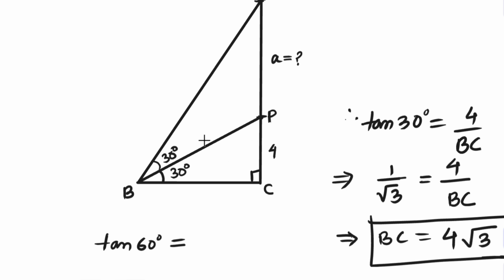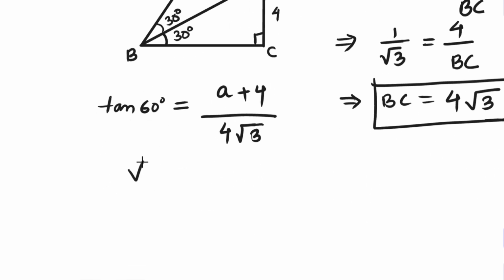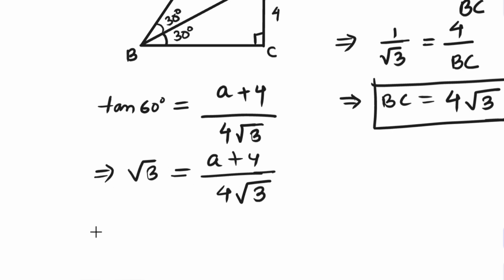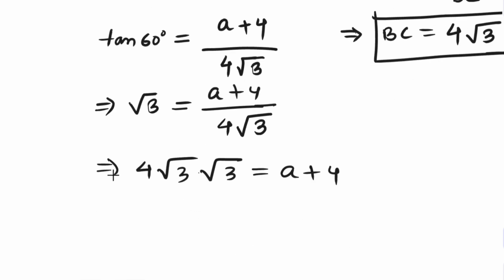So we can write tangent 60 degrees equals the quantity A plus 4 divided by 4 multiplied by square root of 3. Since tangent 60 degrees equals square root of 3, we have square root of 3 equals the quantity A plus 4 divided by 4 multiplied by square root of 3. Now let's multiply both sides by 4, multiplied by square root of 3. On the left side, square root of 3 multiplied by 4, multiplied by square root of 3 becomes 4, multiplied by 3 because square root of 3 multiplied by square root of 3 equals 3.